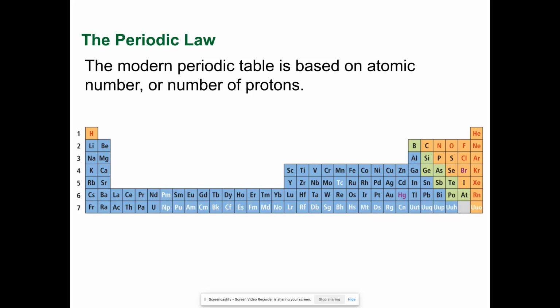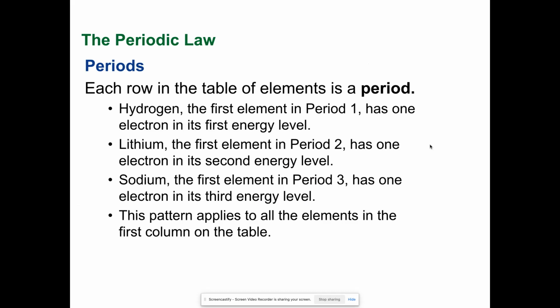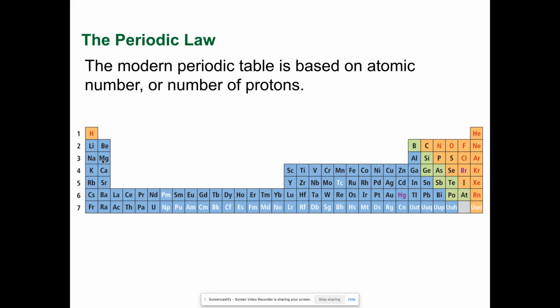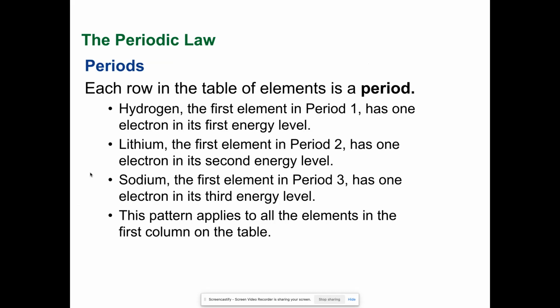And this is based on the atomic number, which is actually the number of protons. So this one right here, this is 1 proton. Way over here is 2 protons, 3 protons, 4 protons, 5 protons, 6, so on and so forth. Okay? So each row of the table of elements is a period. The hydrogen is the first element in period 1. So the rows are the periods. So this is period 1, this is period 2, this is period 3, period 4. Okay? We're going to learn about what that means.